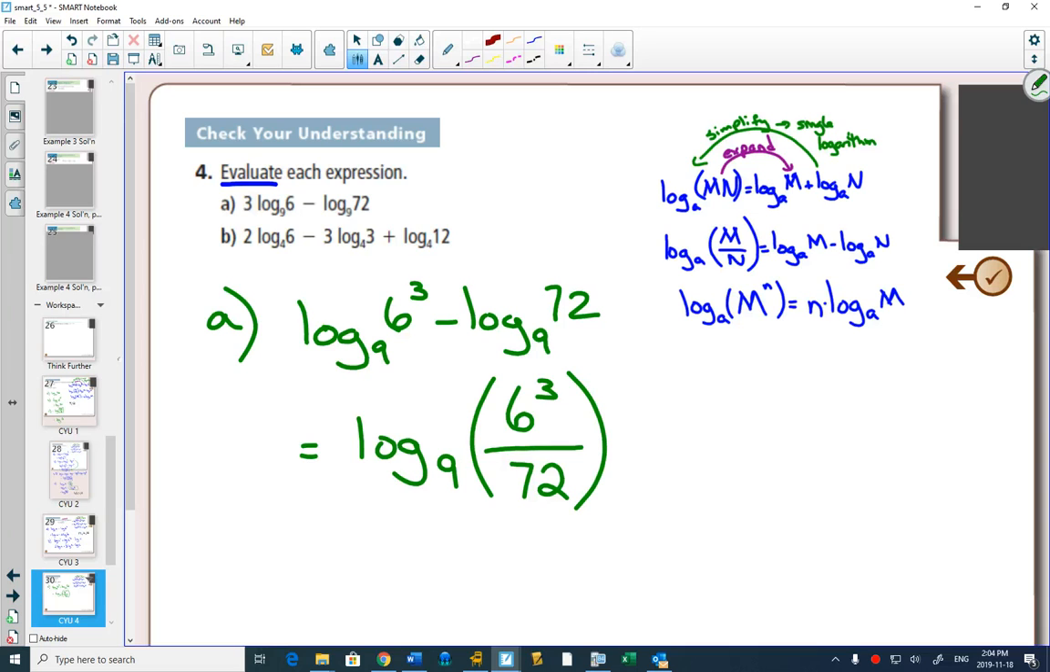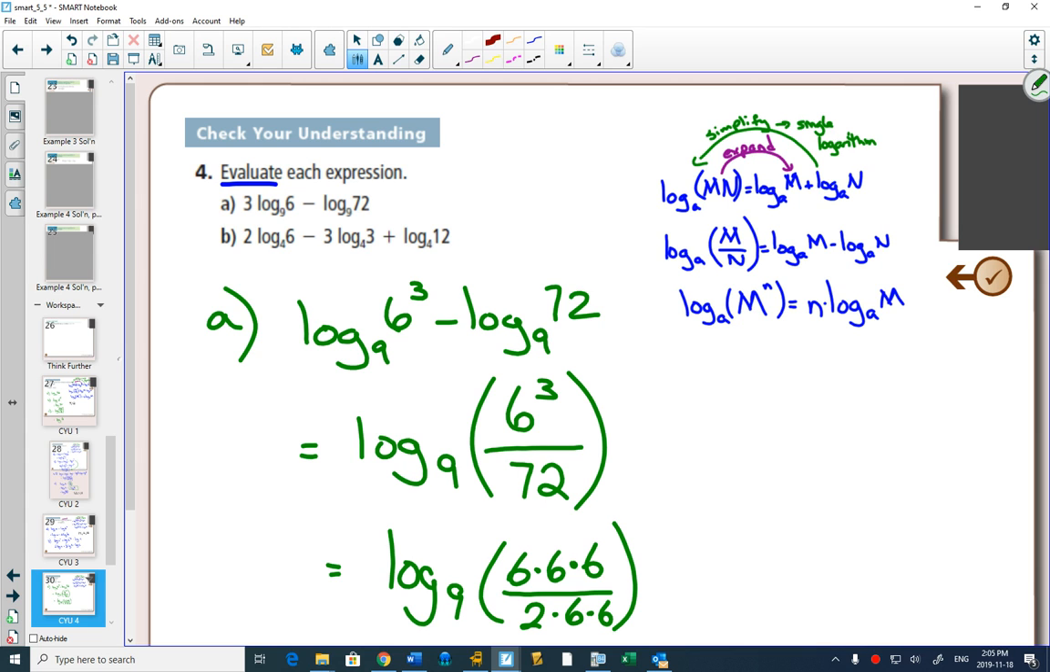Now this is non-calculator, so I'm going to give you some strategies or some hints for simplifying fractions. I would not change the 6 cubed to 216. You can if you want, but I wouldn't do that. In fact, I would leave the 6 cubed because it means 6 times 6 times 6 divided by 72, which is 2 times 36, which is 2 times 6 times 6. That simplifies things pretty easily if I break up the numbers.